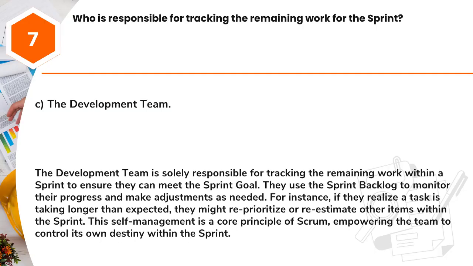Answer: C. The development team. The development team is solely responsible for tracking the remaining work within a sprint to ensure they can meet the sprint goal. They use the sprint backlog to monitor their progress and make adjustments as needed. For instance, if they realize a task is taking longer than expected, they might reprioritize or re-estimate other items within the sprint. This self-management is a core principle of Scrum, empowering the team to control its own destiny within the sprint.